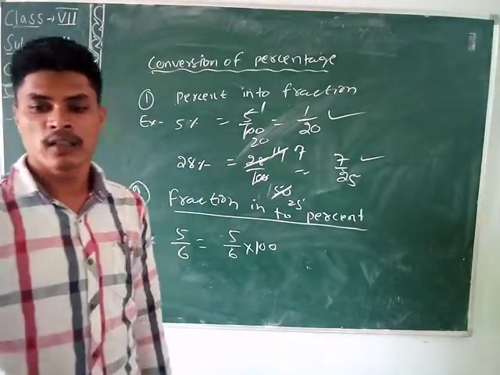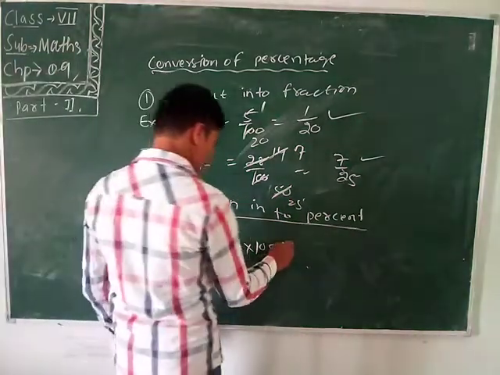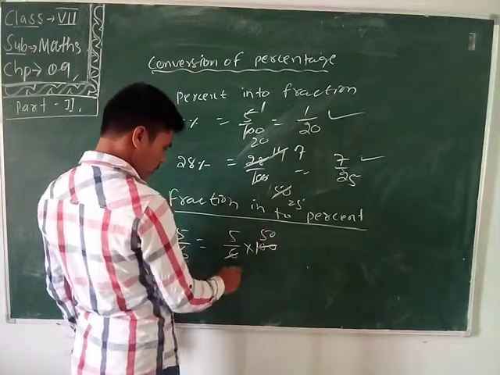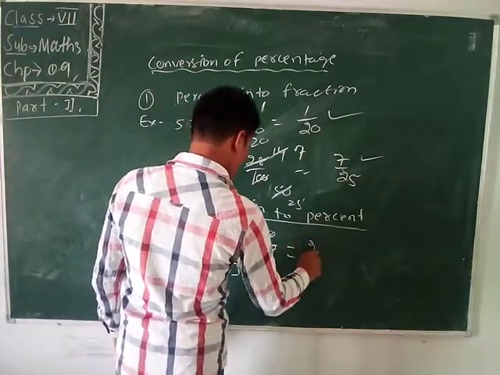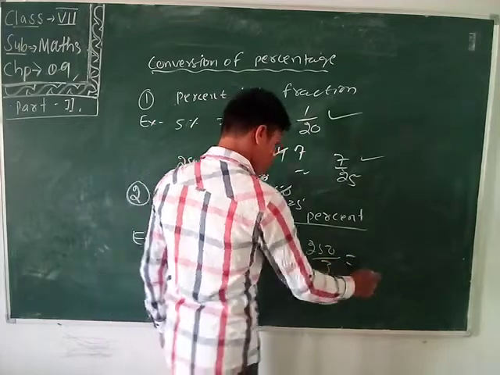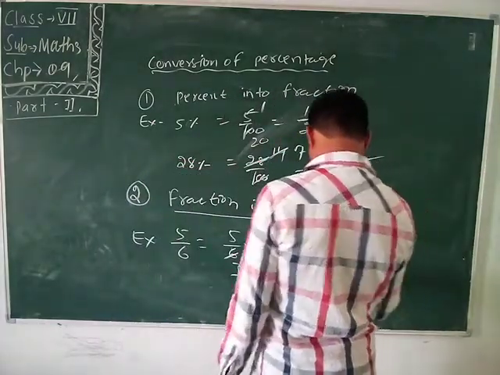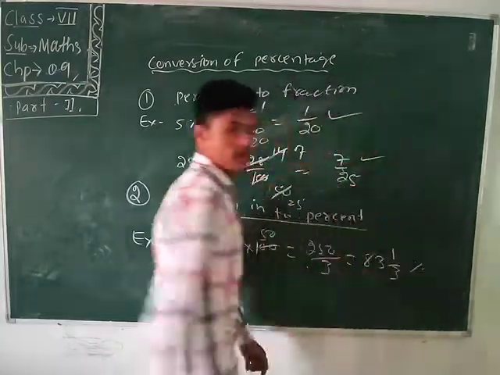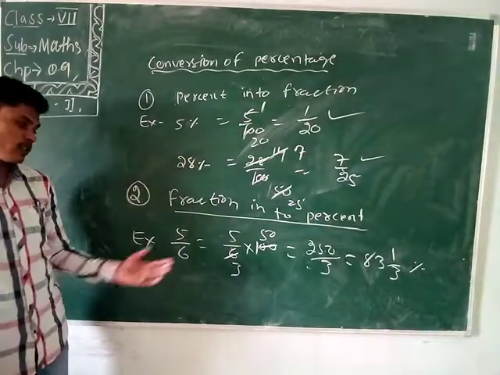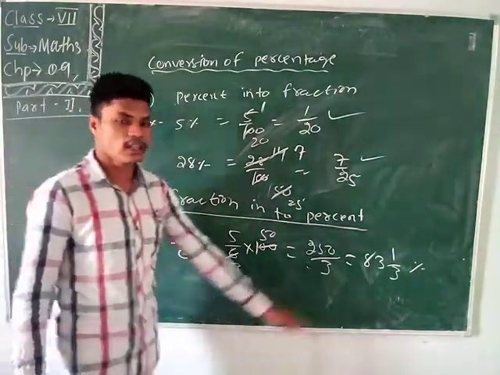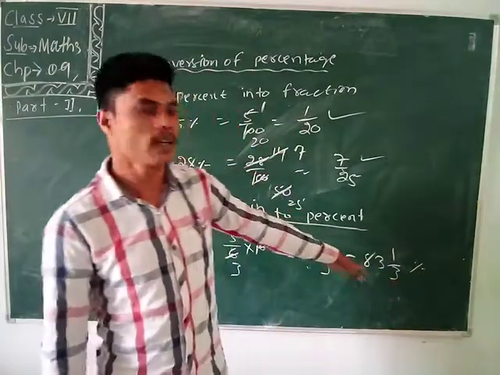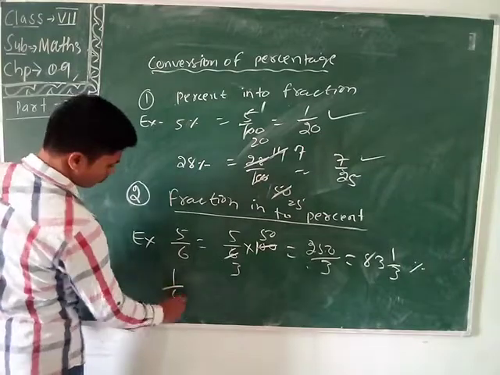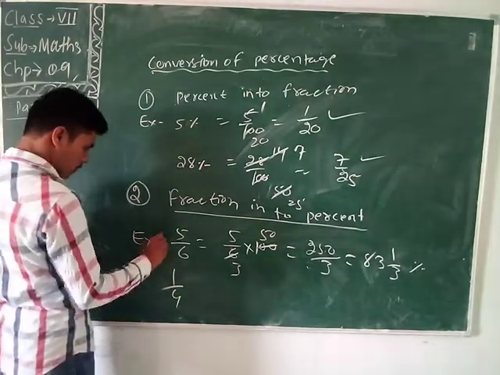Then how can you find the answer? 5 by 6 into 100 percent. It will be reduced: 50 and 3, that means 5 times 50 is 250 by 3, which equals 83 whole 1 by 3%. So the fraction 5 by 6 is converted into 83 and 1 by 3 percent. Now we will take another example. Let's take 1 by 4, which is a fraction.